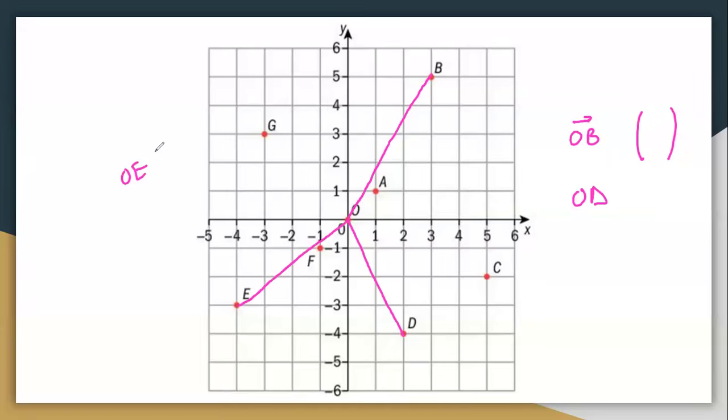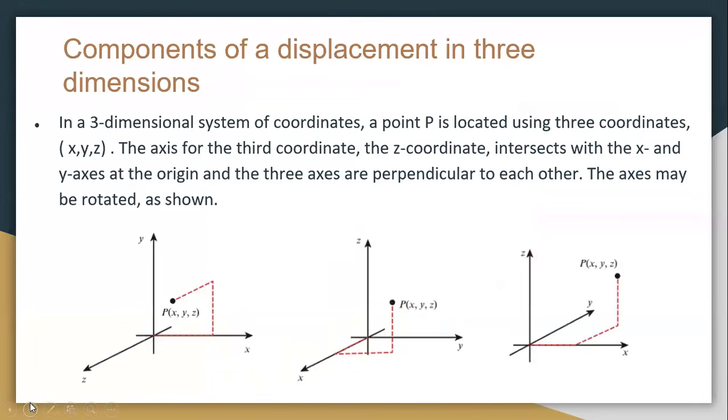Then the last one, what about O to E? What would be the position vector? Okay, good. For OE, you move 1, 2, 3, 4 towards the left, and towards the left we write negative, and then you go down 3 steps, which is negative 3. Yeah, the answers are okay. So Peter, you can check where you had negative 4, it was 3.